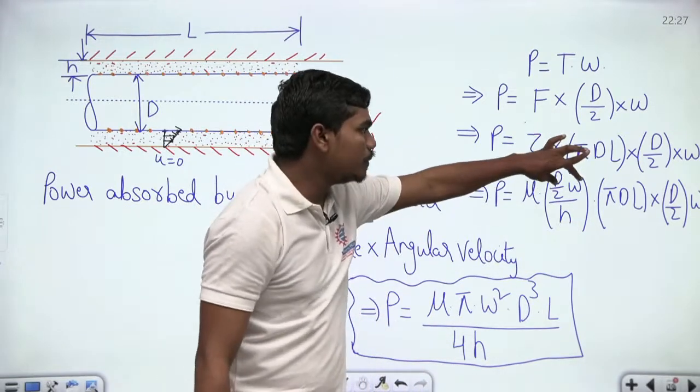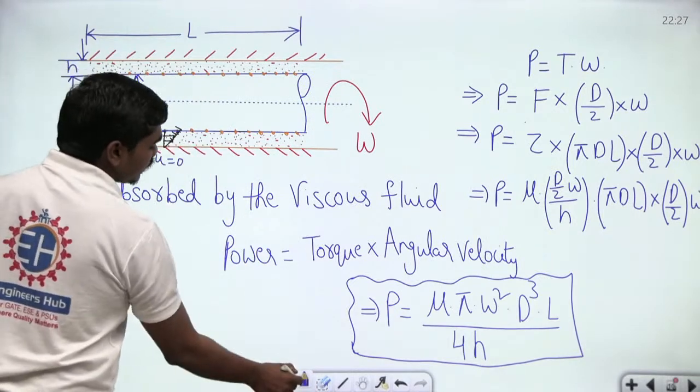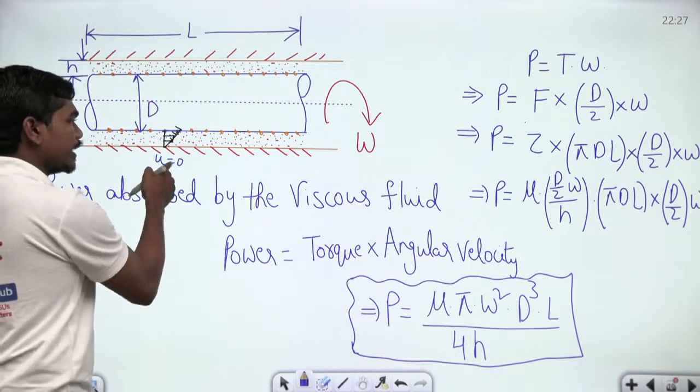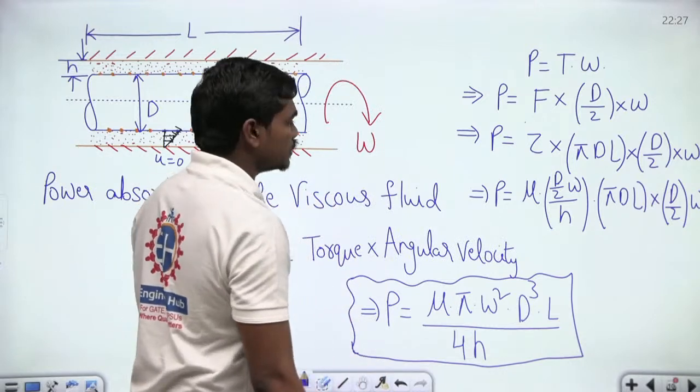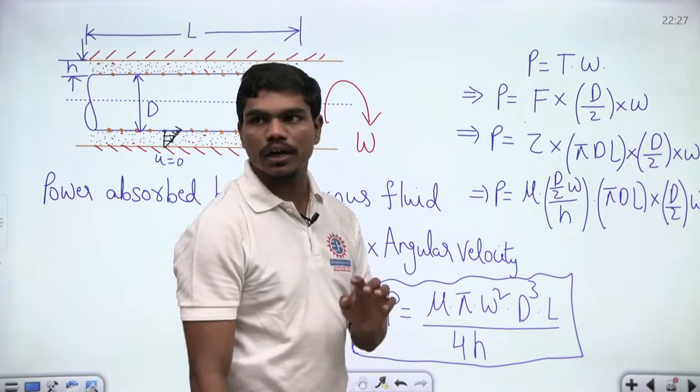Actually, this is du, meaning this is the variation of this velocity. Here the linear velocity is r times omega, which is d by 2 times omega, and here this is 0. So d by 2 omega minus 0 divided by h minus 0. That's what we write for this velocity gradient. So are you all clear till this point?